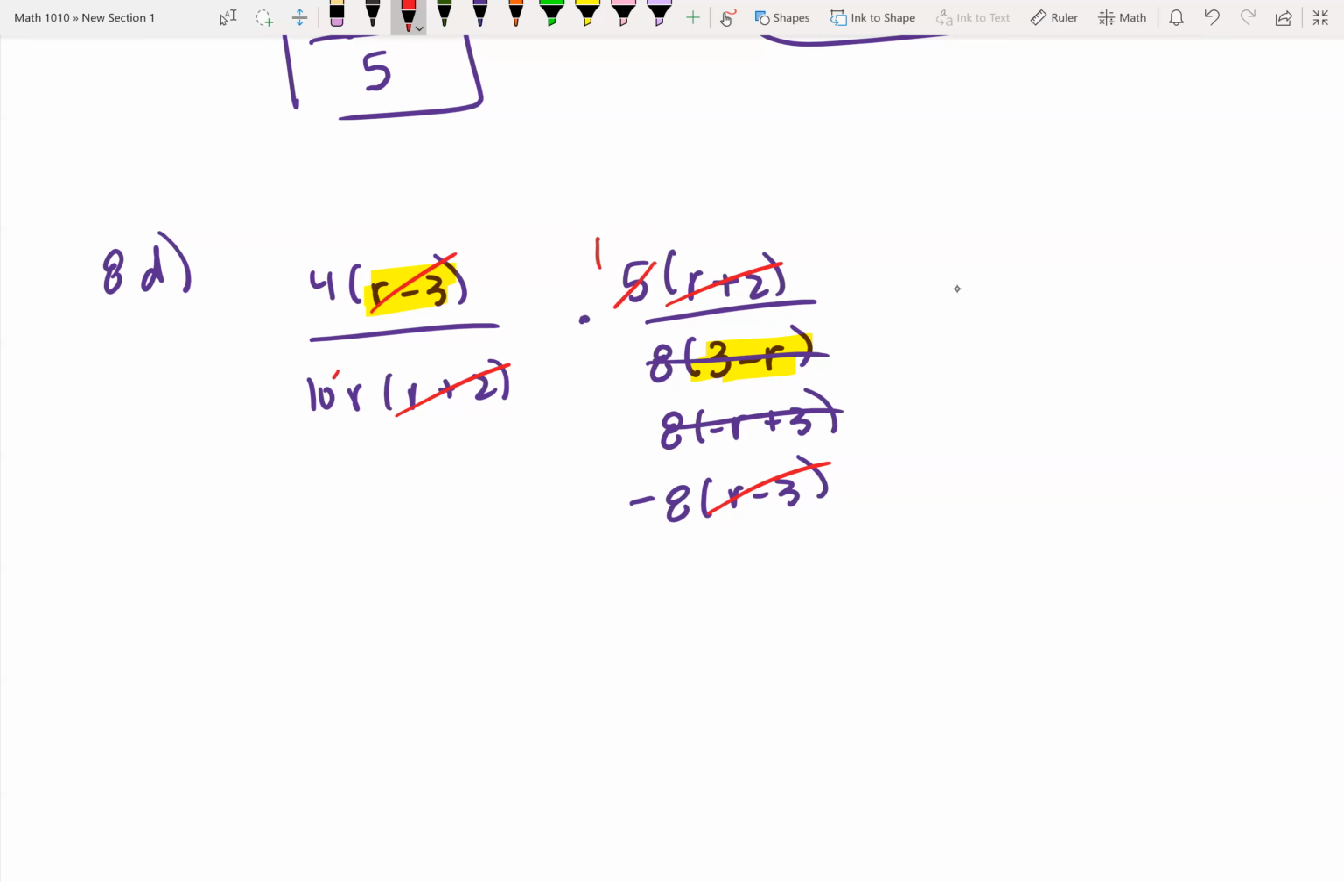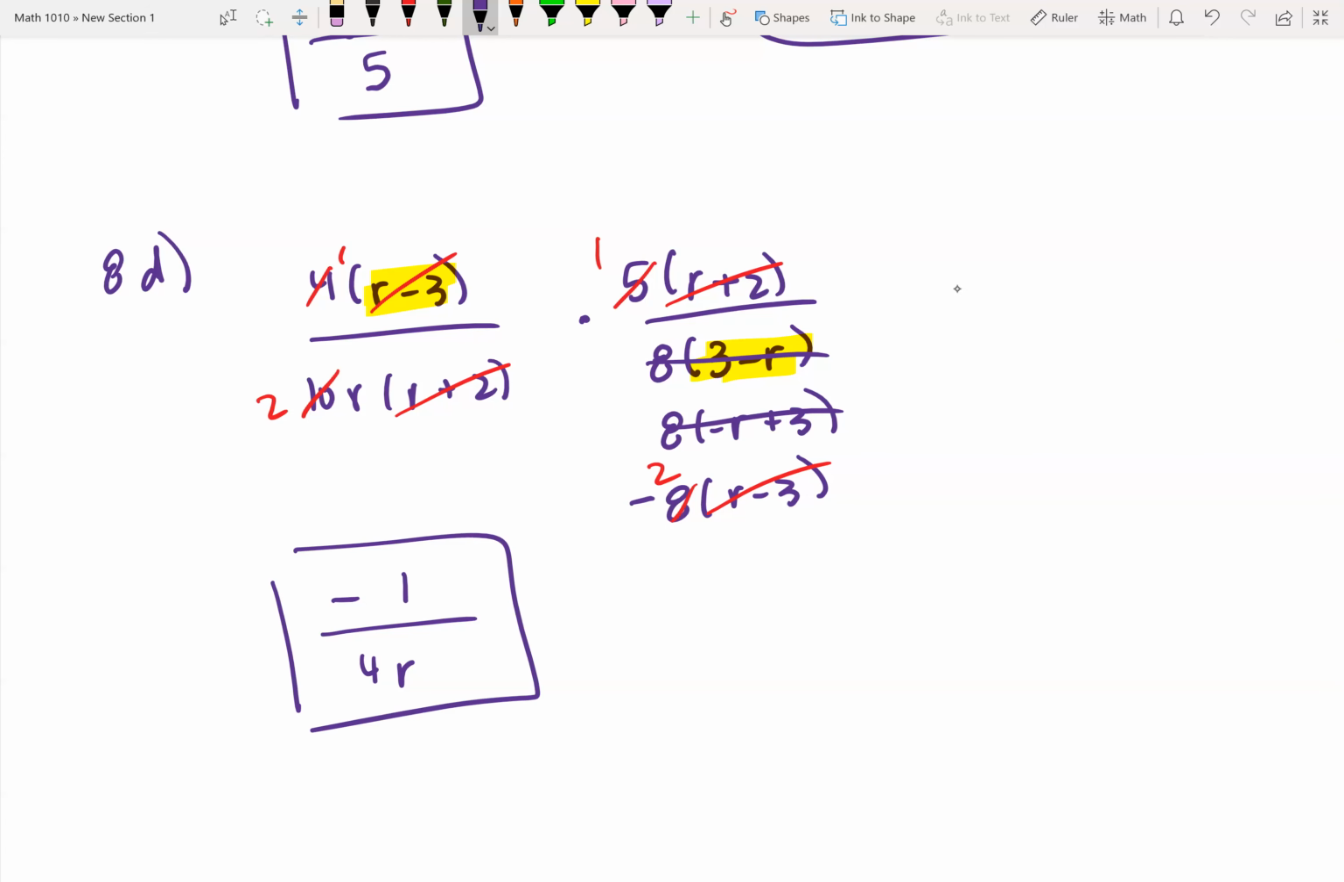5 goes into 5 once, 5 goes into 10 2 times. 4 goes into 4 once, 4 goes into 8 2 times. So on the top I have nothing, so that's a 1. On the bottom I have a 4r, and I have a negative, so I'm going to put the negative up to the top and I'm done.